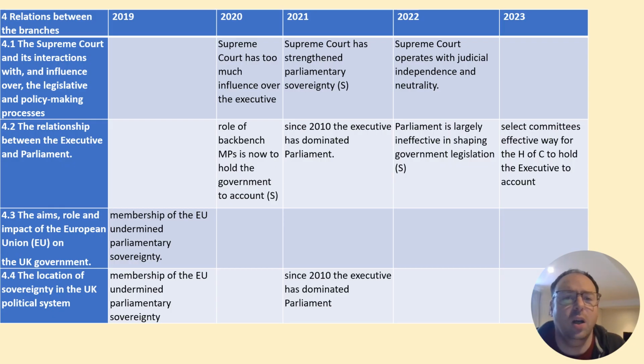We move on to section 4. So the relation between the branches, which is really the crux of this whole unit, is all the different branches of UK government and how they interact. They do love the Supreme Court. So if you look at 4.1, there's the Supreme Court and its interactions with and influence over the legislative and policy-making process. So we've got 2020, the Supreme Court has too much power and influence.